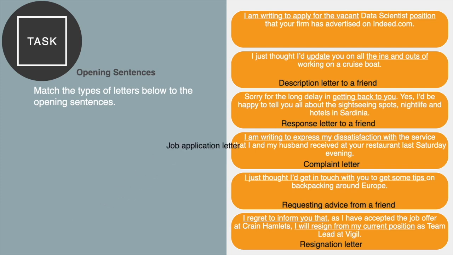And the last one, job application letter. I'm writing to apply for, you can add a job or position in that place. And instead of position, you could also write job or role.